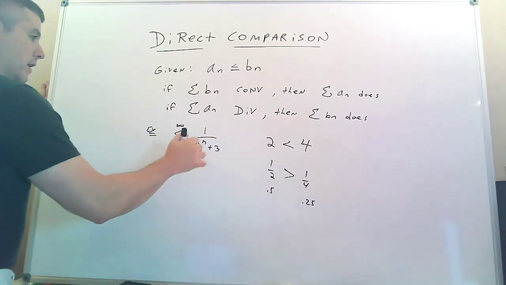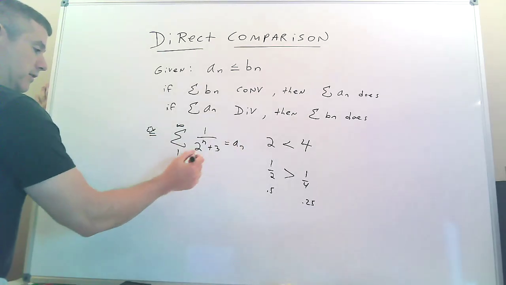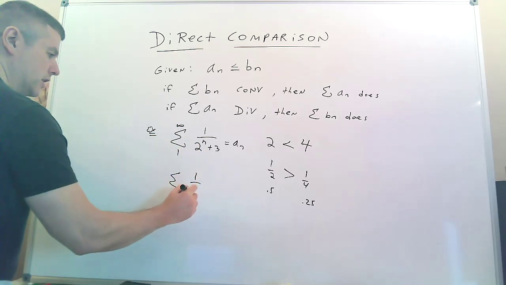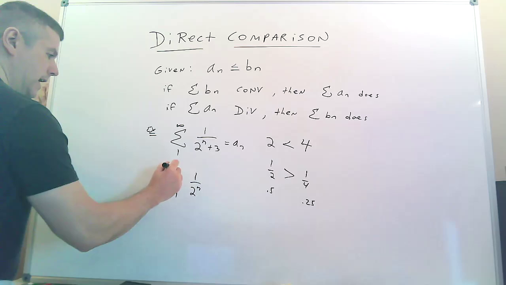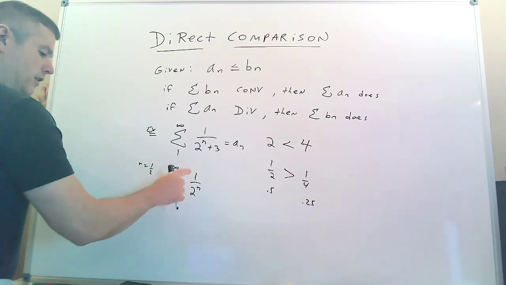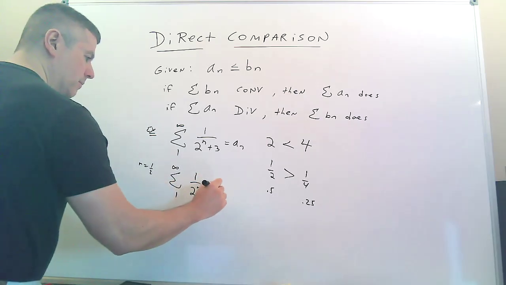So when you have something like this, what I'm going to show you to do here, this one's going to be my An. I need to compare it to something. So what you're going to compare it to, you're just going to get rid of the 3. You're just going to compare it to 1/2^n. Now, this is geometric. The ratio is 1/2. This is going to converge by geometric series. Very obvious. So I'm calling this one Bn.